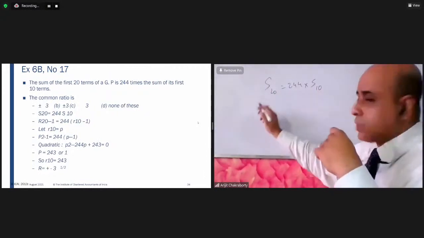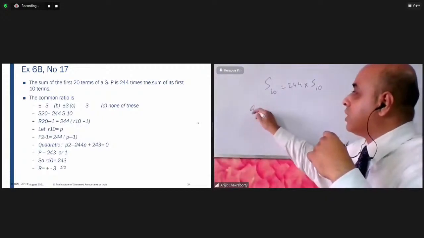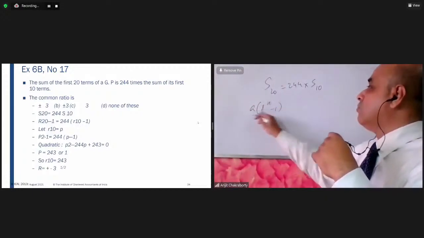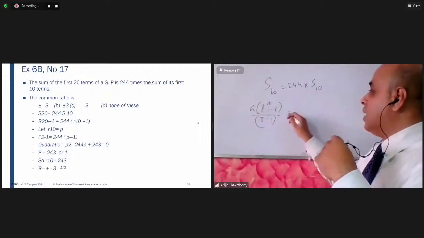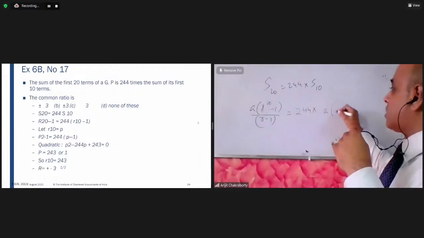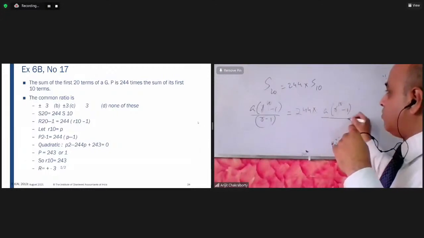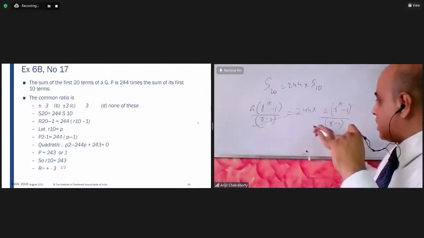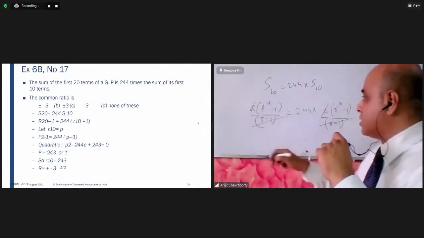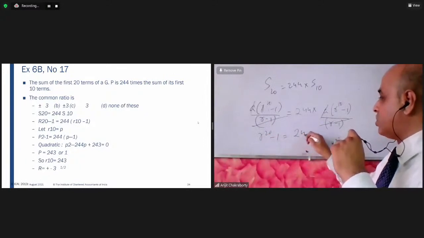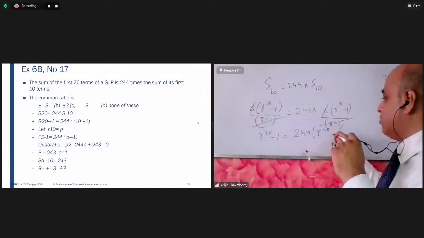Please follow. So this means S20 is equal to A into R to the power 20 minus 1 by R minus 1, and this is 244 into A into R to the power 10 minus 1 by R minus 1. R minus 1 cancels, A cancels. So I'm getting R to the power 20 minus 1 equal to 244 into R to the power 10 minus 1.